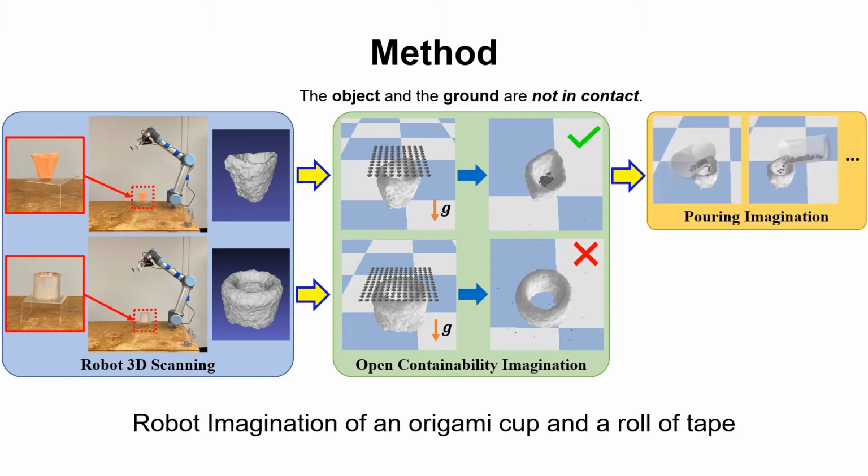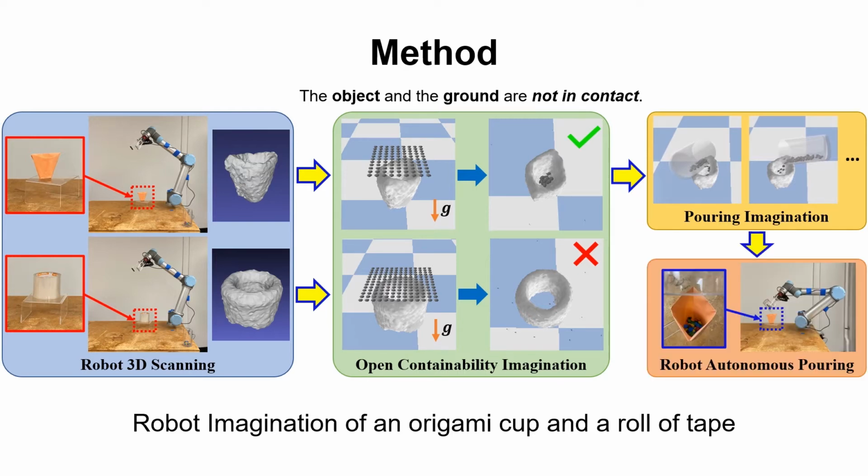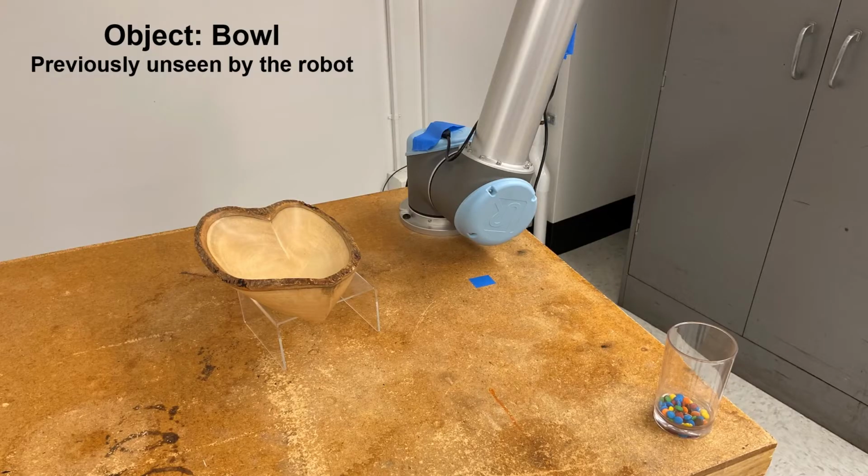For an open container, the robot proceeds to pouring imagination to find the pouring pose for autonomous pouring. Finally, the robot pours at the imagined pouring pose. In this paper, M&M's candies are used as the pouring material. Here, we show the details of our method with a wooden bowl.